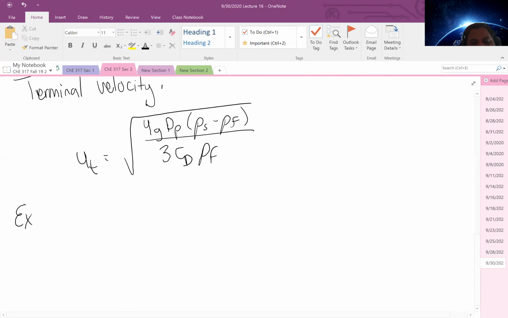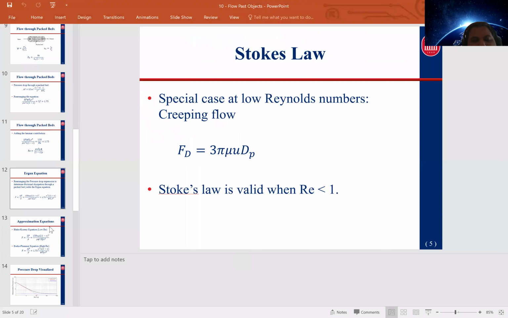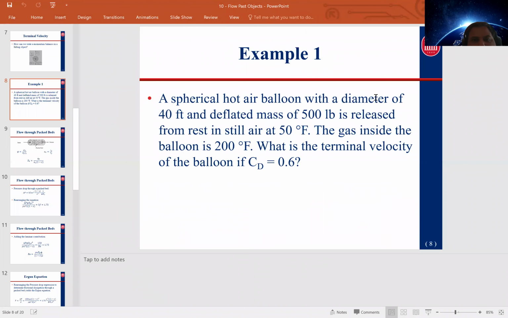And so just to refresh your memory, the example we were looking at is this hot air balloon when it was essentially moving up due to a buoyant force. We know that the balloon has a diameter of 40 feet and a deflated mass of 500 pounds. And it's being released in air at 50 degrees Fahrenheit. So the question then becomes, what is the terminal velocity, where the forces acting upon the balloon are balanced and the acceleration of the balloon goes to 0.